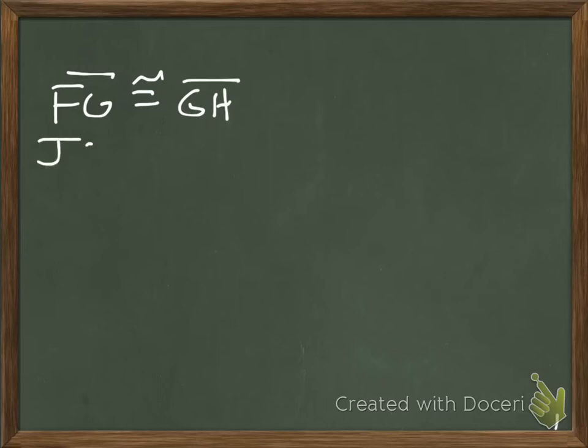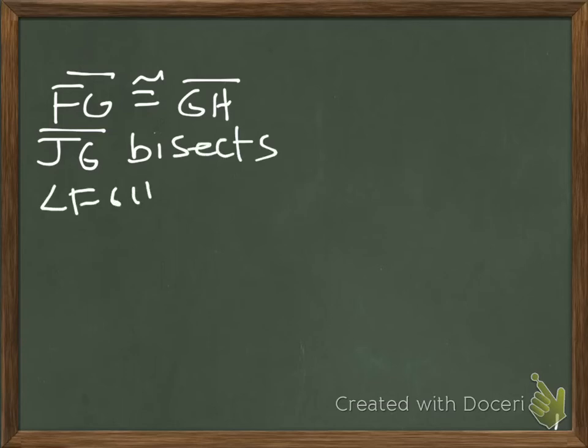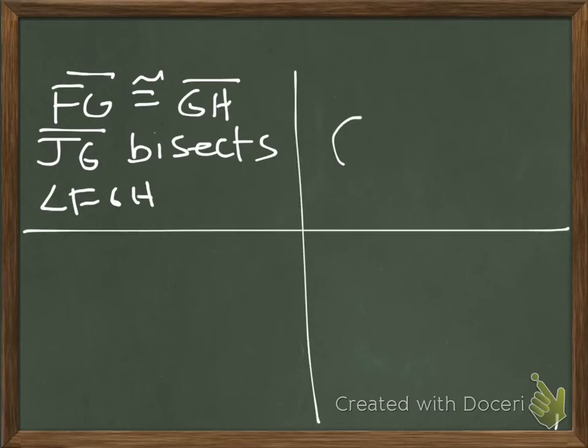So if we set this up, we could set it up as a two-column proof. Our givens are that FG is congruent to GH, JG bisects angle FGH, and that's our given. And then eventually we're going to prove the two triangles are congruent.